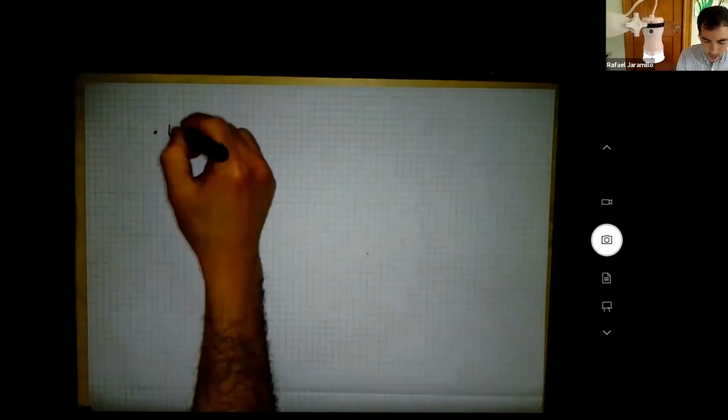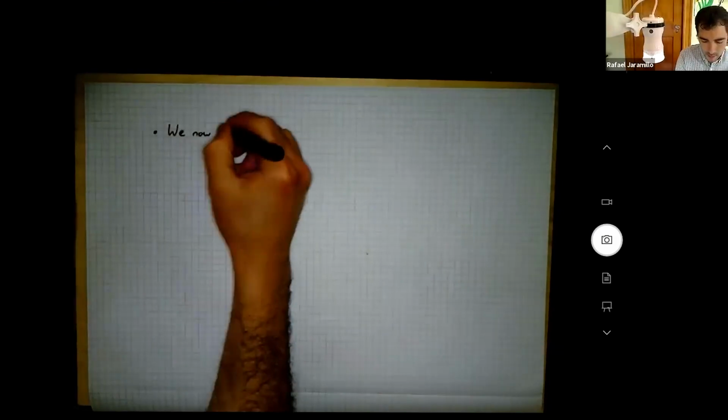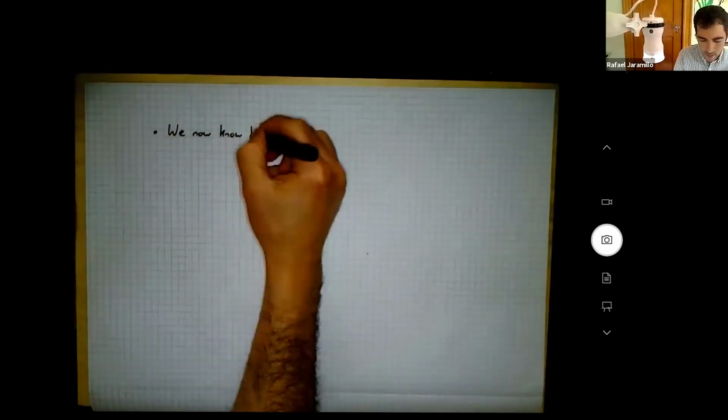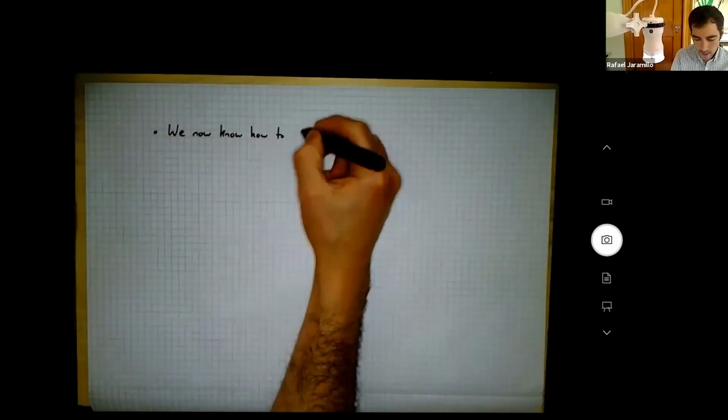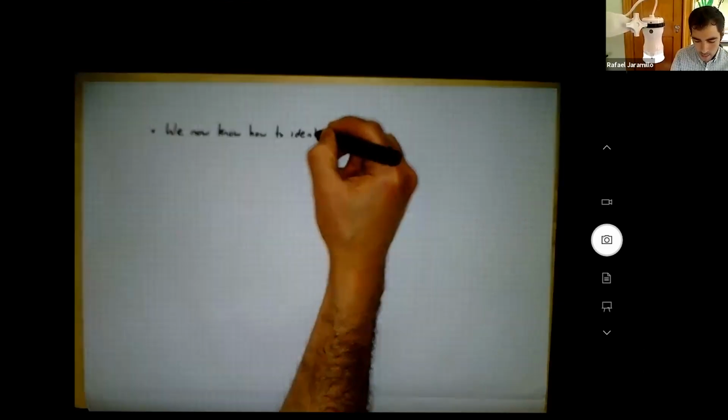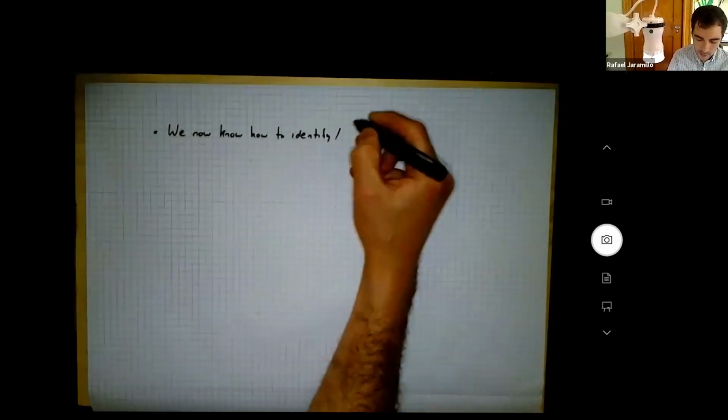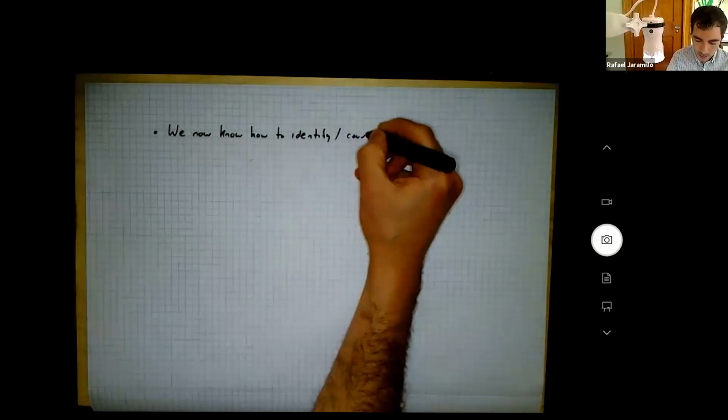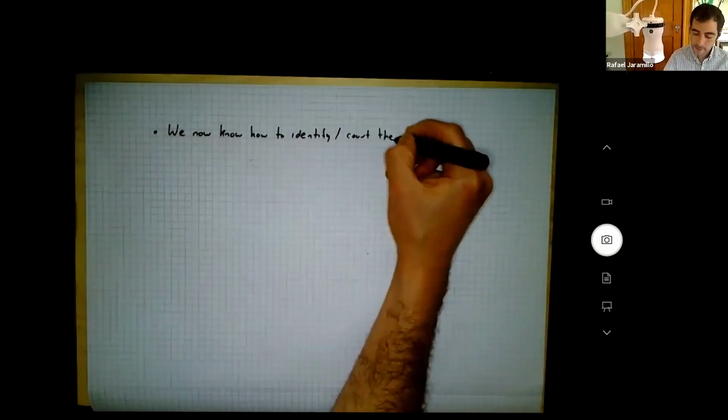So, okay, now in principle, we know how to identify, or I could say count, the macrostates.